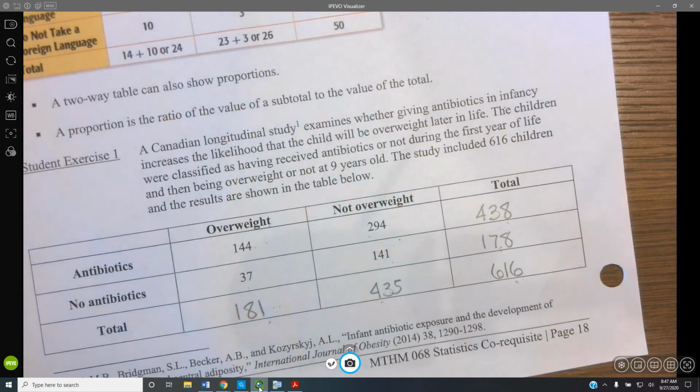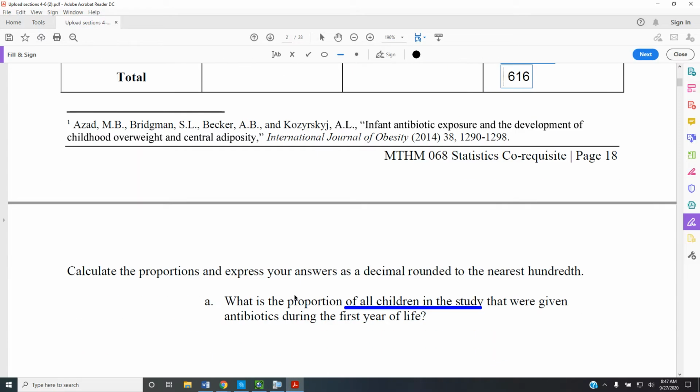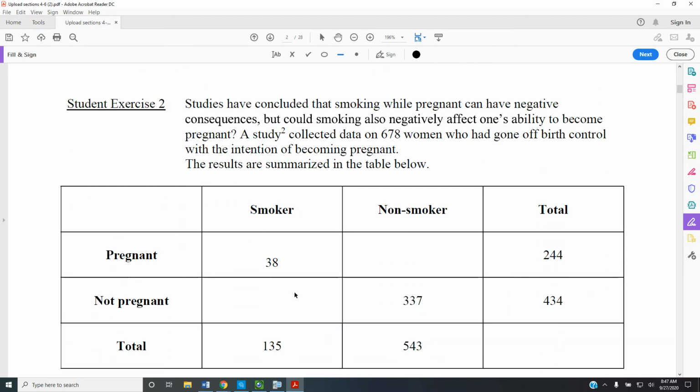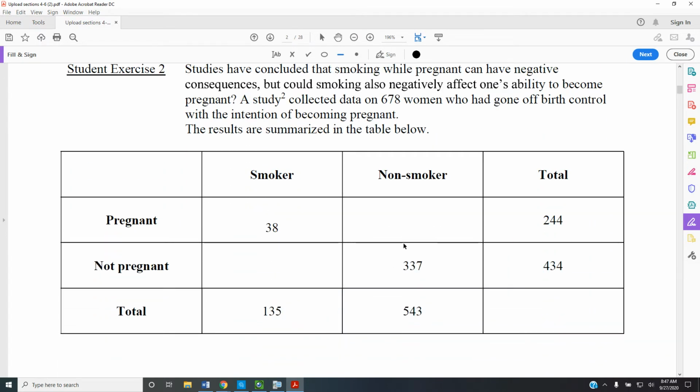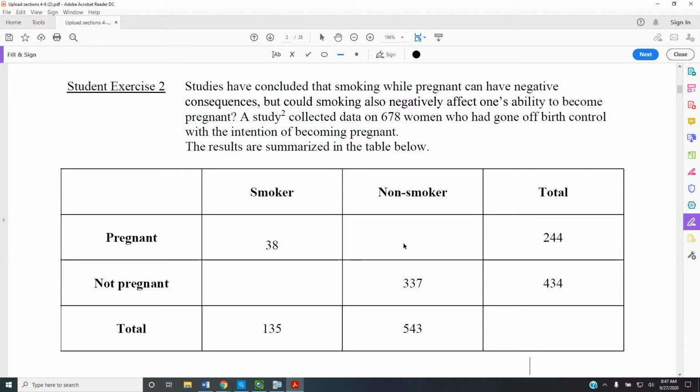So let's try exercise number 2. In exercise number 2, we're going to do all the same things, but now you have to pull some of the data out. One of the first things you have to do in this type of problem is fill in some blank organization. By that, I mean you have to use a little bit of backwards math here. So we have a total of 244 for the pregnant row. We know the smokers are 38, so obviously the non-smokers are 244 take away the 38.